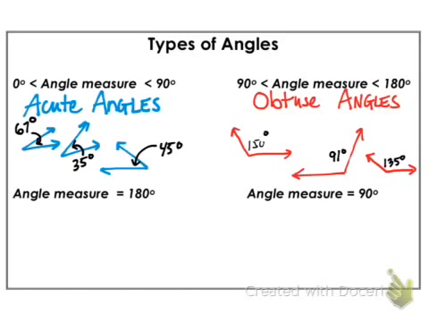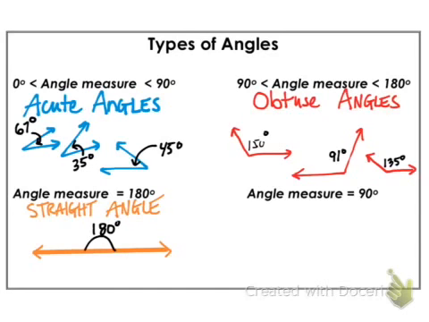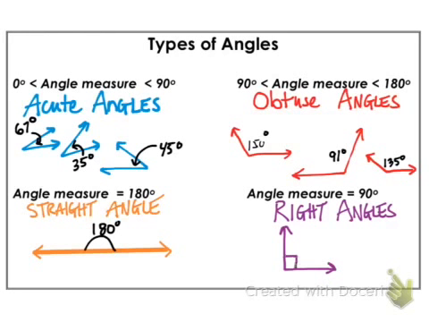Sometimes there are angles that are exactly 180 degrees, and these are called straight angles. What they look like is a straight line. If you were to measure that angle with your protractor, it's 180 degrees. Finally, an angle measurement that is exactly 90 degrees we call a right angle. What that looks like is essentially a perfect L. In geometry, to indicate without writing a 9 and a 0 that it's 90 degrees, we use a box, and we can identify that as a right angle.